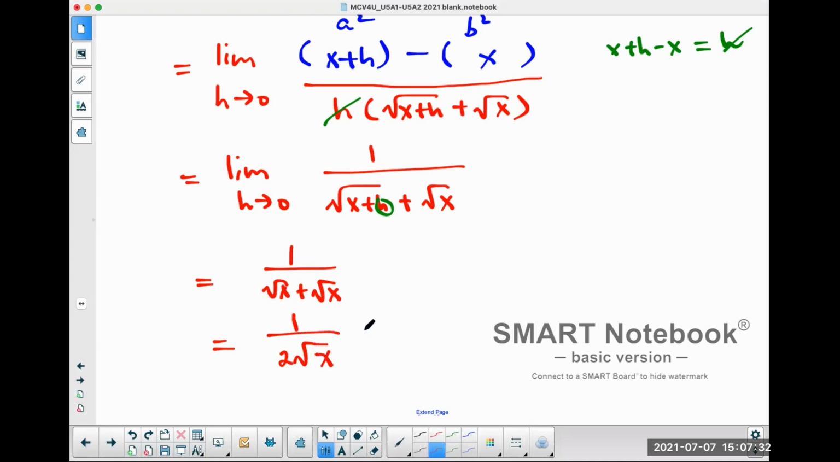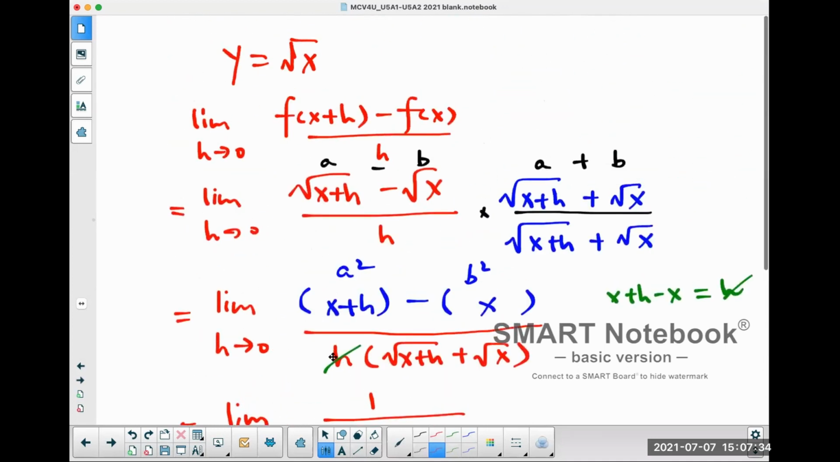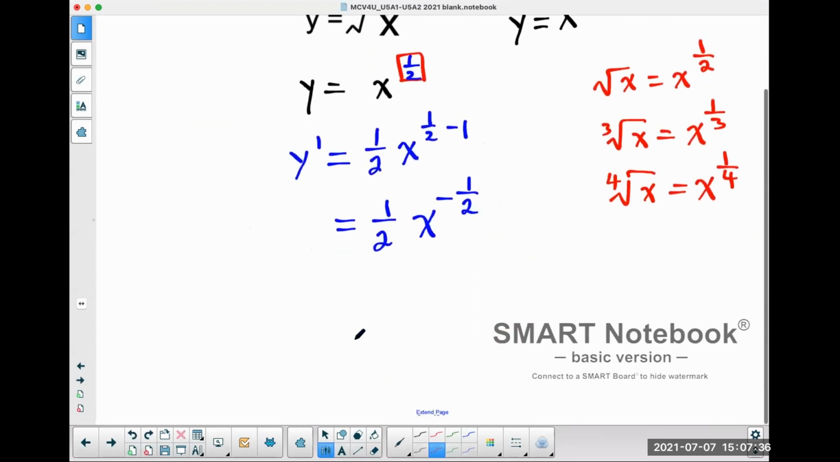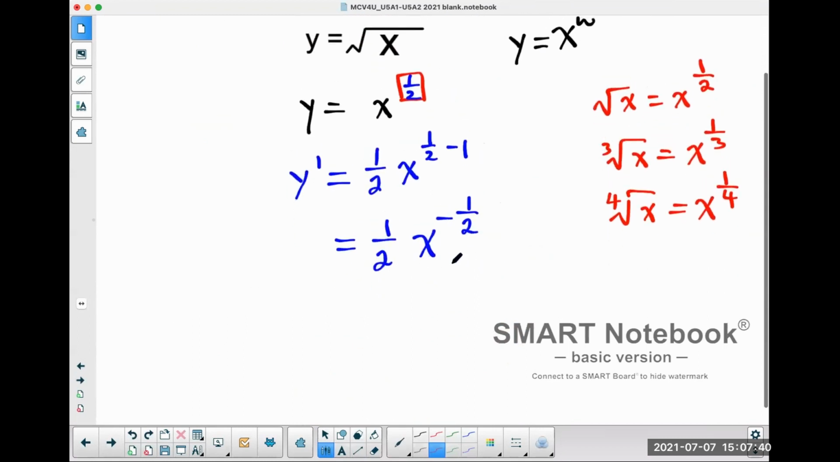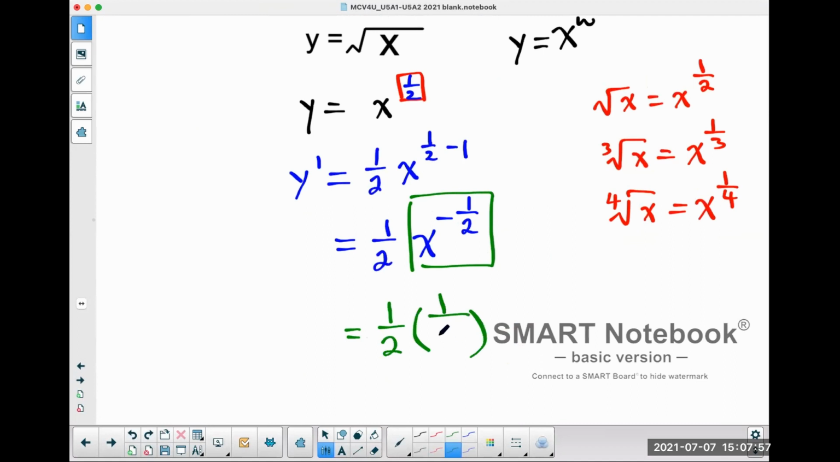Okay. Now, if you compare this answer to what I have up here on the last page with the power rule, are they the same answer? Well, let's see if you guys are good with your negative exponents. What does the negative exponent mean again? Well, it means this is in the denominator. So this is like 1 over 2 times 1 over x to the power of half.